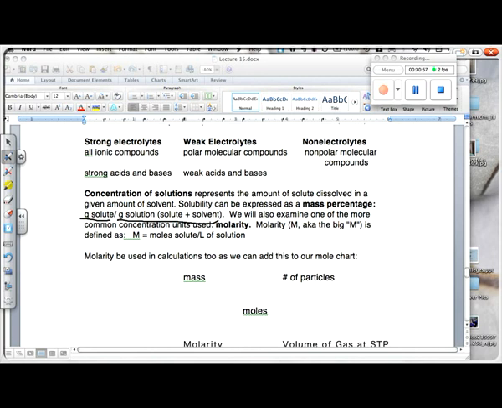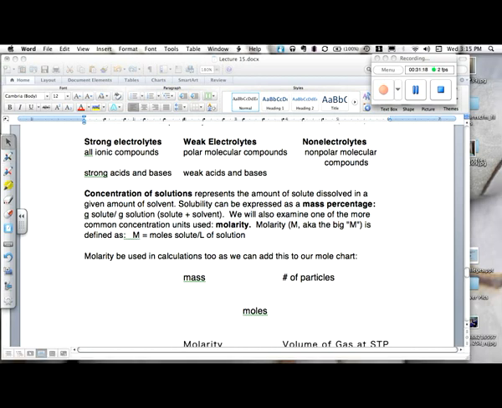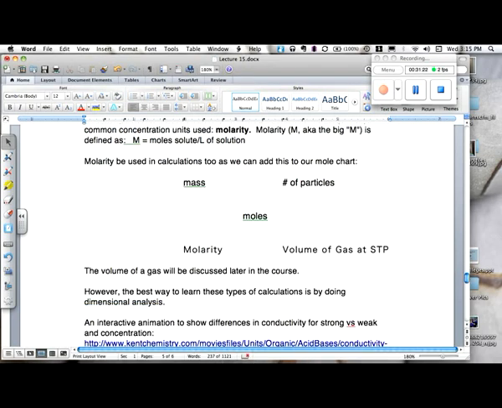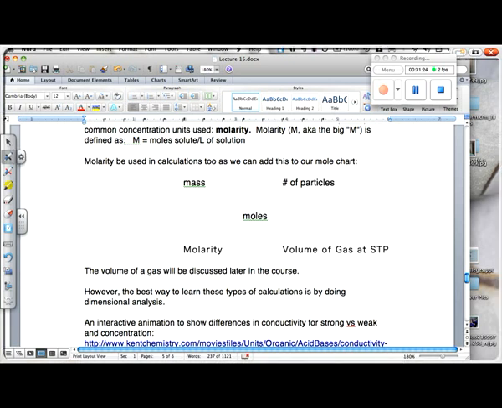And then the other one that we're going to use is molarity. And look, it starts off with the word mole. It's the big M, and it is defined as the moles of solute over liters of solution. And this is the one we're going to use. And in fact, we can put it on our mole chart. Now, I have included one more thing on the mole chart that we haven't talked about yet. Well, it's coming later, but I wanted to give you a completed mole chart with all the things.